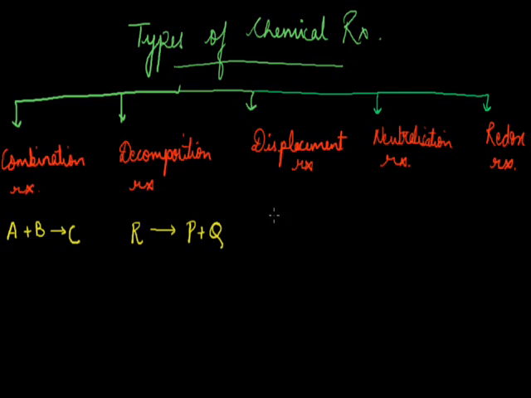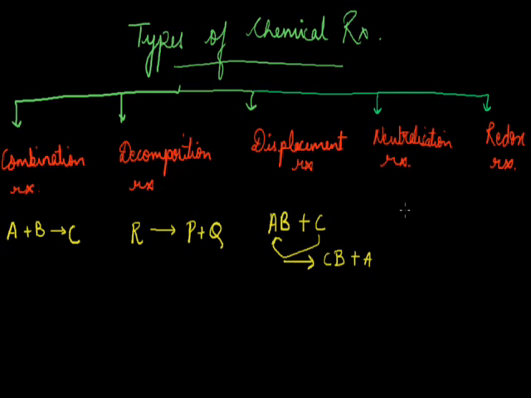Displacement reaction: in this type we can see that there is displacement of a lesser reactive element by a more reactive element. For example, suppose there is a compound AB which is reacting with a more reactive metal C, then it will form the product CB plus A. You can see here C, which is more reactive, is displacing the lesser reactive metal from its salt solution.